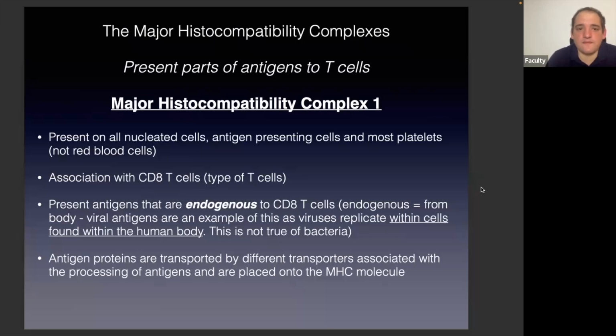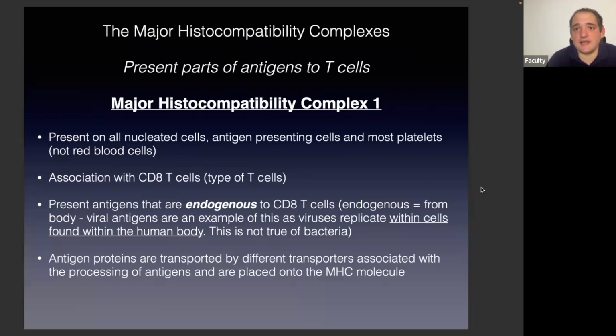And so with MHC1, what it does is it presents antigens, any of those foreign substances, whatever it may be, bacteria, splinter, that are endogenous to CD8 T cells. And it means endogenous to the body, to the CD8 T cells. And what endogenous means is it means from the body.